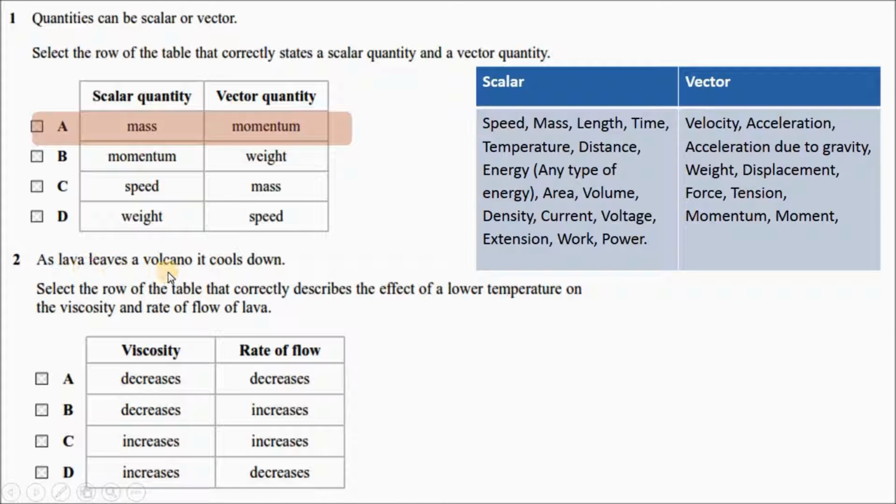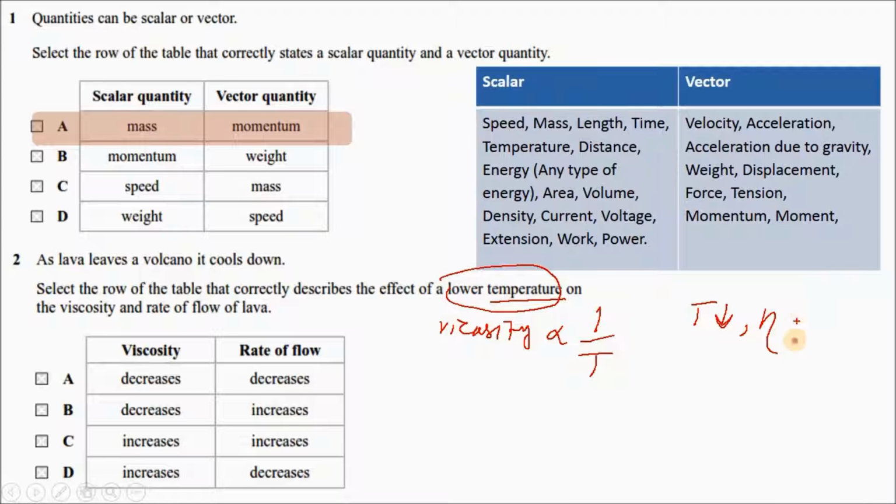As lava leaves a volcano, it cools down. Select the row of the table that correctly describes the effect of a lower temperature on the viscosity and the rate of flow. So temperature and the viscosity. You say that the viscosity is inversely proportional to the temperature. So if temperature is decreasing, viscosity should be increasing.